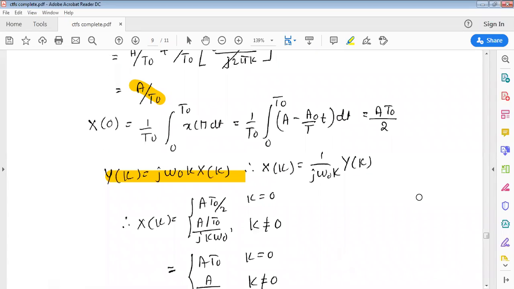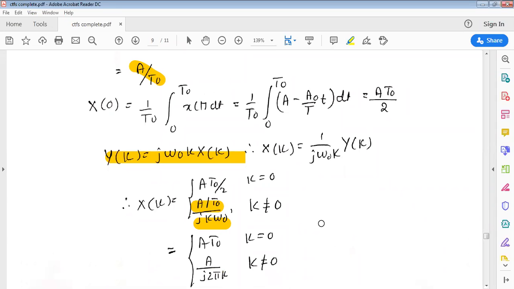And in the earlier cases, it is A t naught divided by j omega naught k. So A t naught divided by j omega naught k is written when k is not equal to 0. When k is equal to 0, it is A t naught by 2 divided by jk omega naught. That will solve the problem.